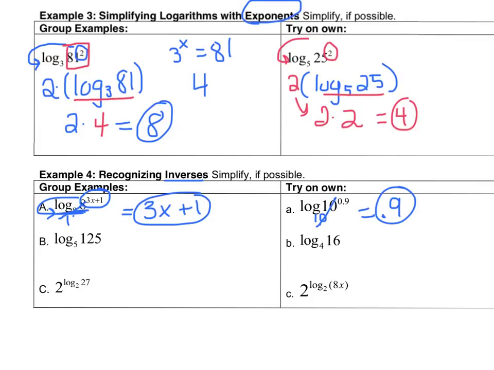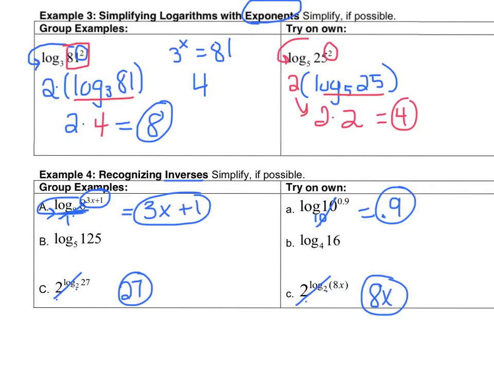I'm going to jump to C, and then we'll come back to B. See this big 2 and that log base 2? They cancel each other out, and the answer is 27. On the next example, log 2, there and there, cancel each other out, and the answer is 8x. Now let's look at B.